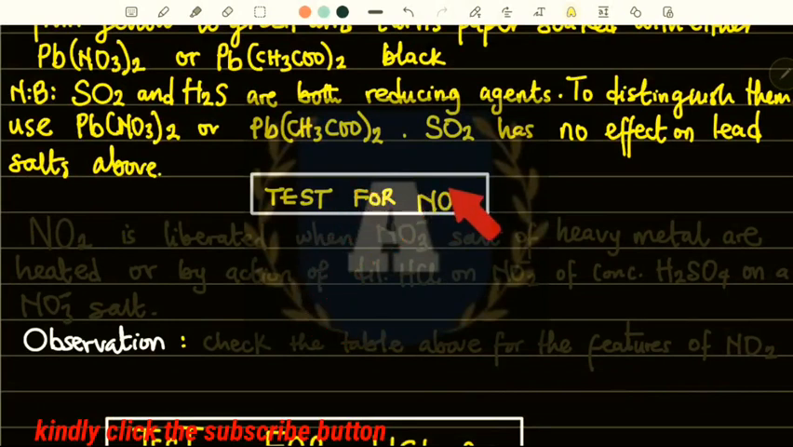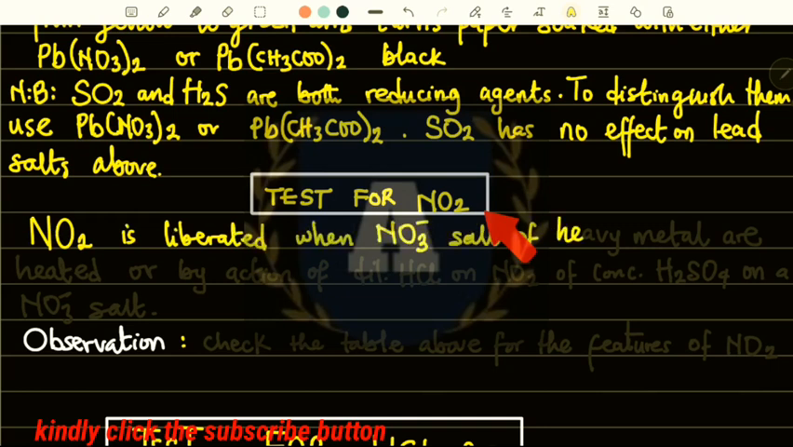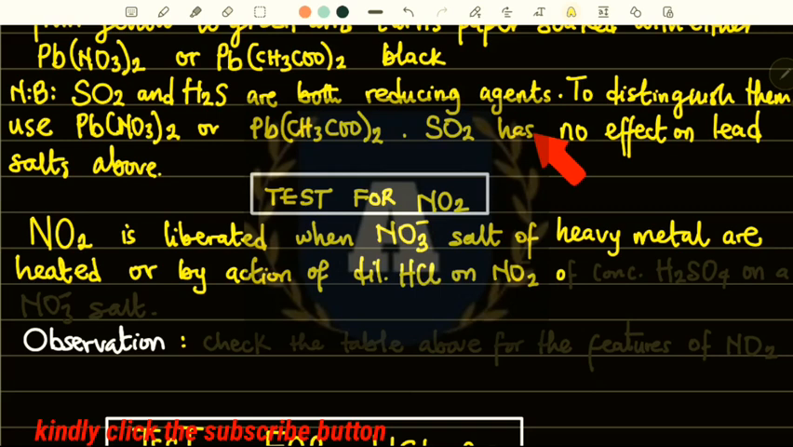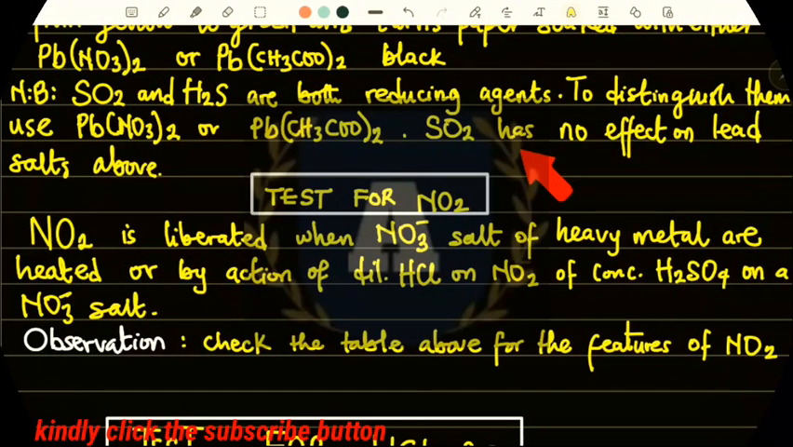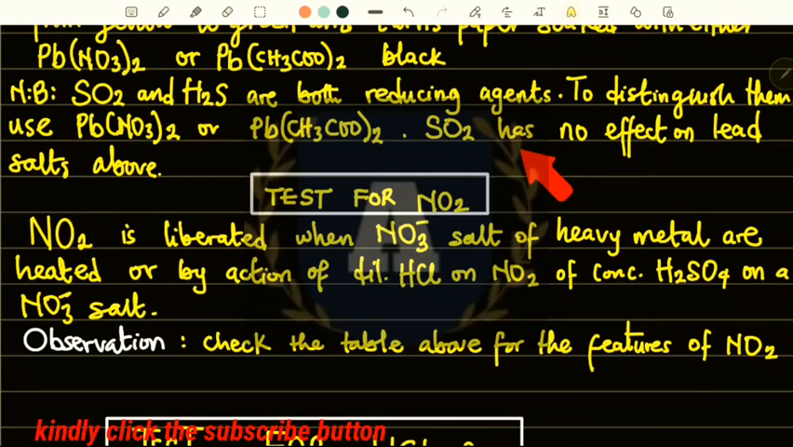Now next is how do we test for nitrogen 4 oxide. As for nitrogen 4 oxide, it is actually liberated when a salt of heavy metals is heated by the action of conc H2SO4 on any of these salts. So when the trioxonitrate 4 salt is heated with heavy metals, then you will also see, when you check the table above, what will happen when the salt of this is heated with heavy metals.